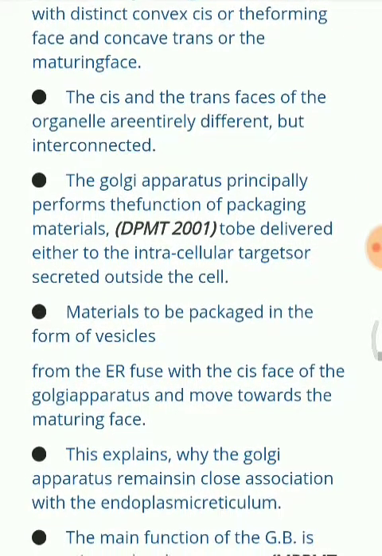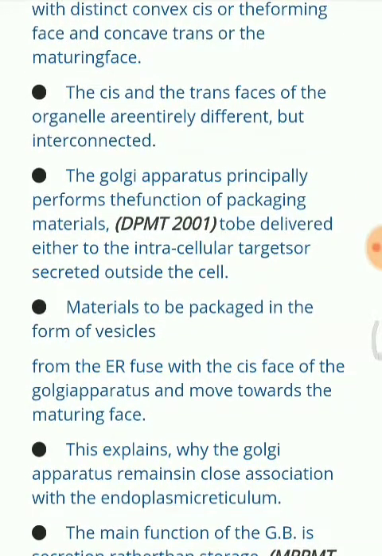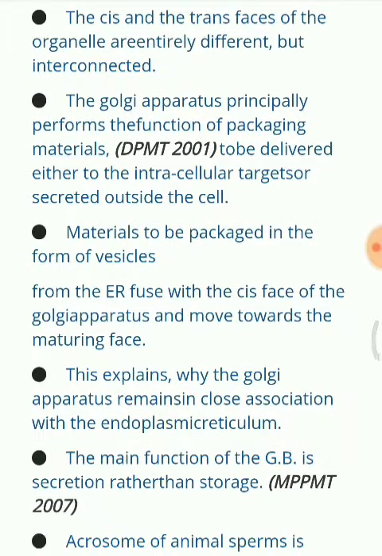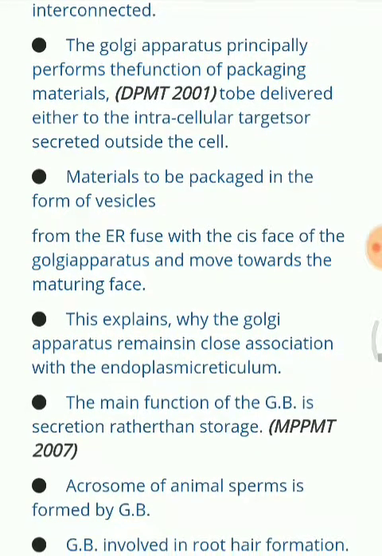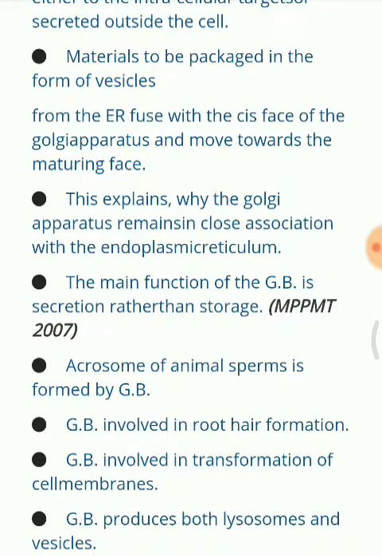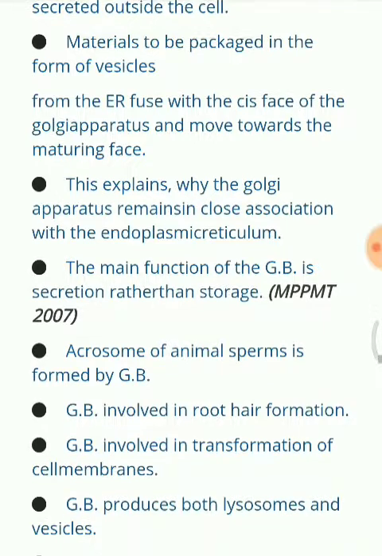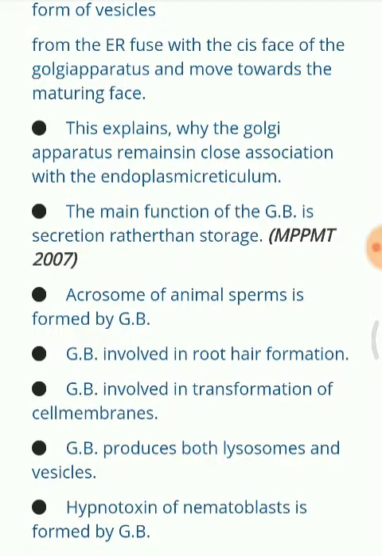The Golgi apparatus principally performs the function of packaging materials to be delivered either to intracellular targets or secreted outside the cell. Materials to be packed, in the form of vesicles from ER, fuse with the cis face of the Golgi apparatus and move toward the maturing face. This explains why the Golgi apparatus remains in close association with the endoplasmic reticulum. The main function of GB is secretion rather than storage.